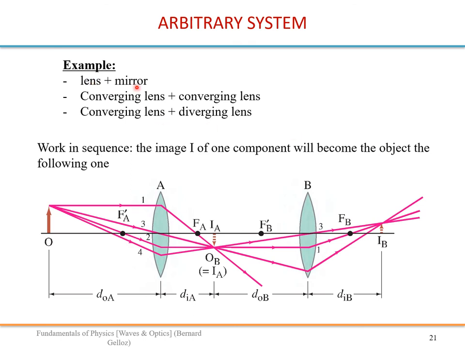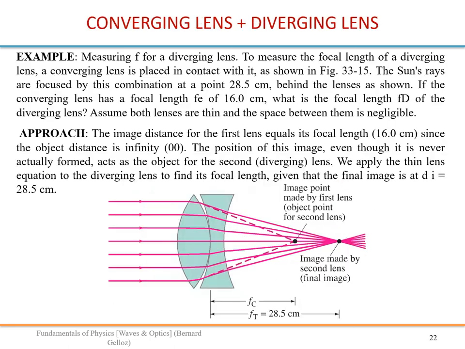But remember that you can assemble anything, like a lens plus a mirror, or a converging lens plus a diverging lens, etc. And you can add more, of course. This is an interesting example, a converging lens plus a diverging lens, as shown here. This is actually a technique that is used to find out the focal length of the second lens, the diverging lens.